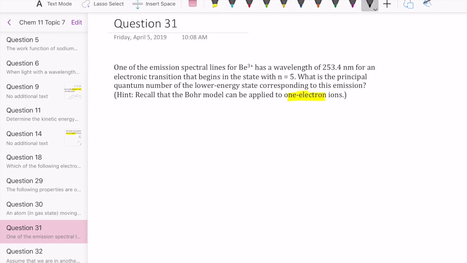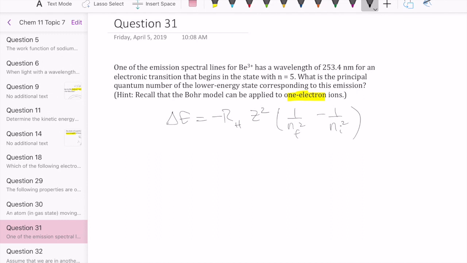And the general equation that we have to remember from the Bohr model is that delta E is equal to negative RH times Z squared, which is the atomic number of the species, times 1 over n final squared minus 1 over n initial squared, for the transition of the electron from one orbit to another orbit.